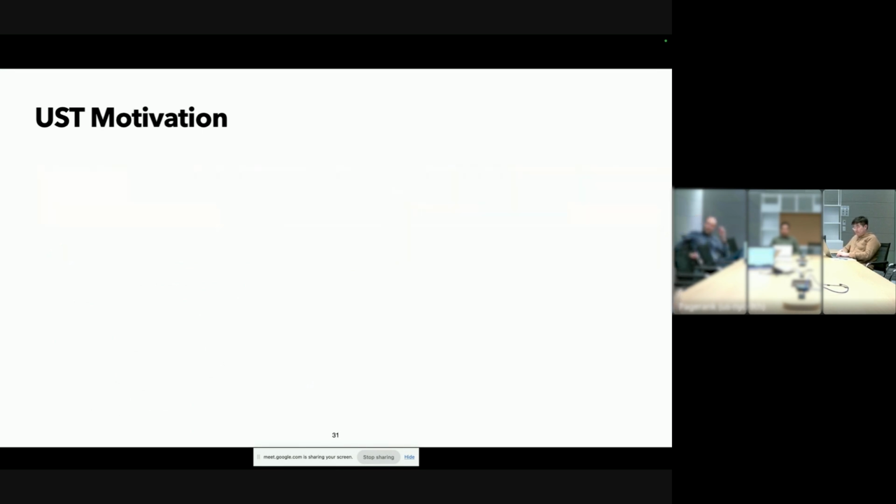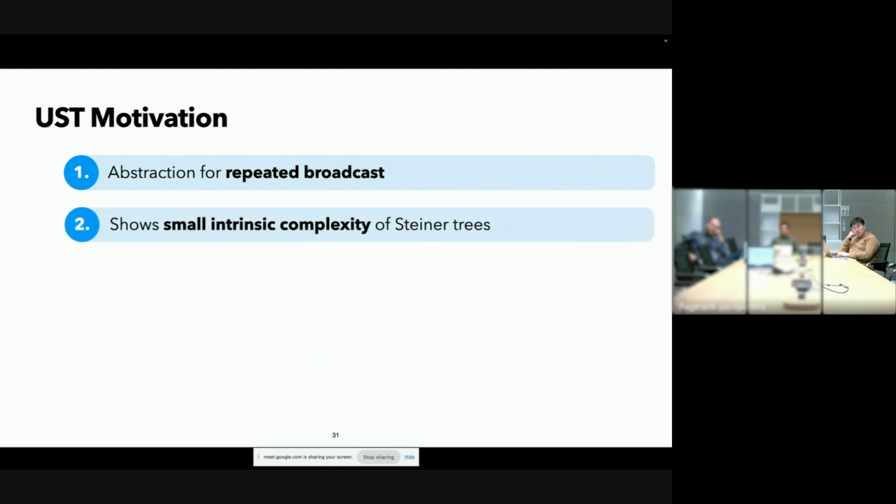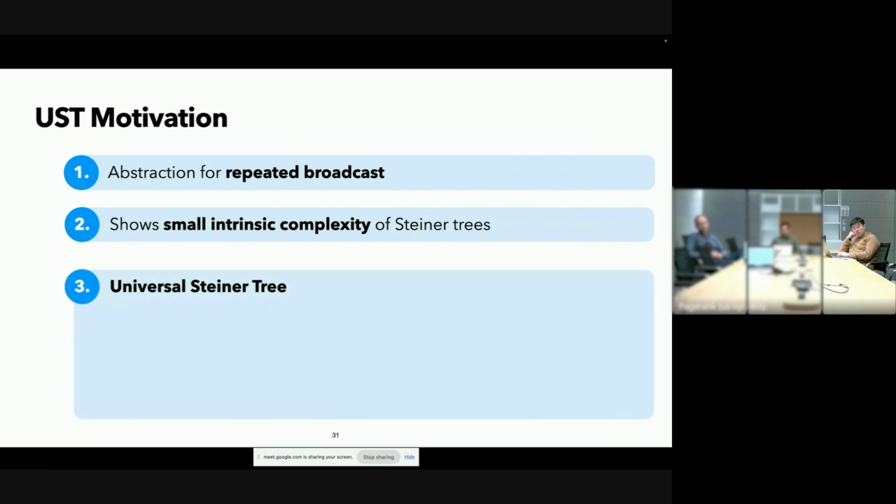Okay, so I told this little story about repeated broadcasts, and this was the original story told about universal Steiner trees. The other thing that I think is worth noting, and this is more of a philosophical point, is that the existence of good approximate universal Steiner trees tells you something about the intrinsic complexity of Steiner trees. Somehow you can sparsify, or at least approximately sparsify, the structure of Steiner trees down to just that of a single tree.